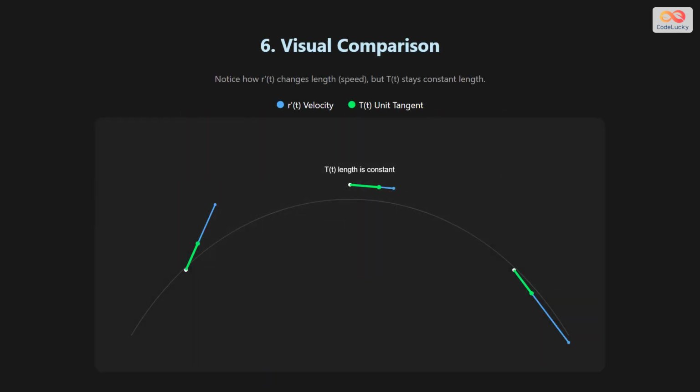Let's look at this visually. In blue, you see the velocity vectors. They change size depending on how fast the object moves. In green, you see the unit tangent vectors. Notice how they point in the same direction as the blue ones, but they always maintain a constant length.